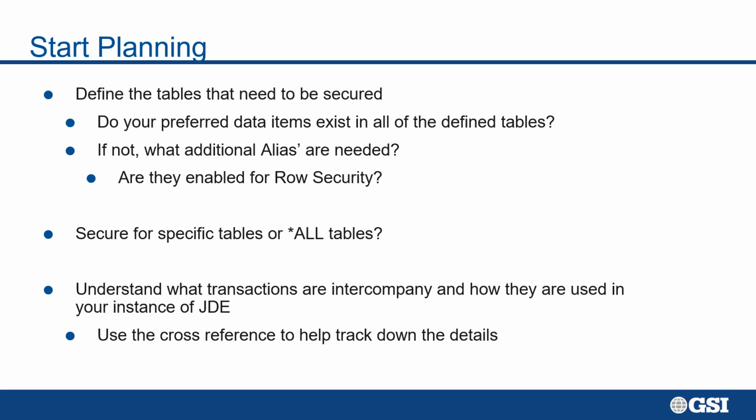If not, what additional aliases are needed? Are they enabled? Remember, we went through how to enable and check to see if they're enabled. You may come up with a plan, and I'm going to use the KCOO alias as an example, but you didn't know that these need to be enabled or that they could be enabled or disabled. But that one's not enabled out of the box in 9.2.